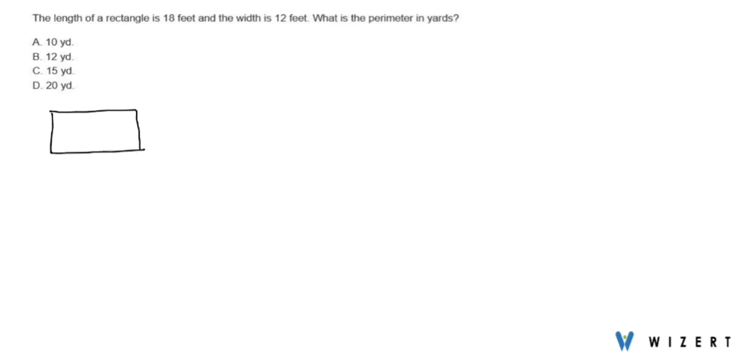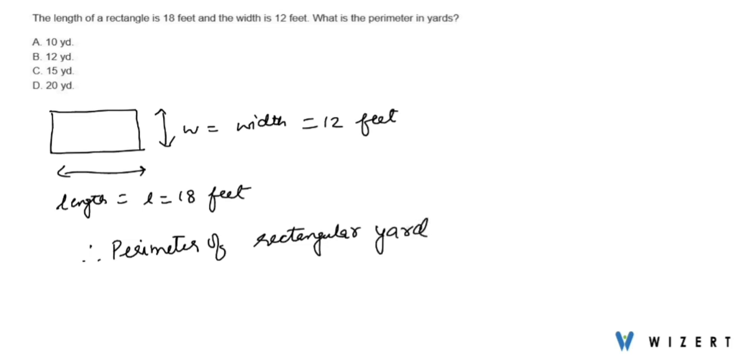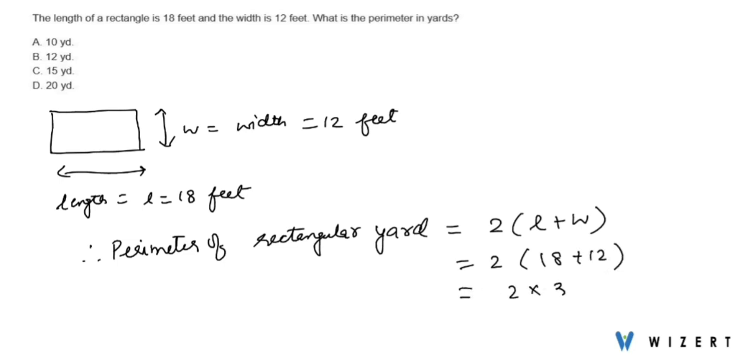So let's say this is our rectangle that has length L given as 18 feet and width W given as 12 feet. Now, we know that the perimeter of any rectangular yard is twice of length plus width. So we know the length and we know the width. Let's substitute these values and obtain the perimeter.